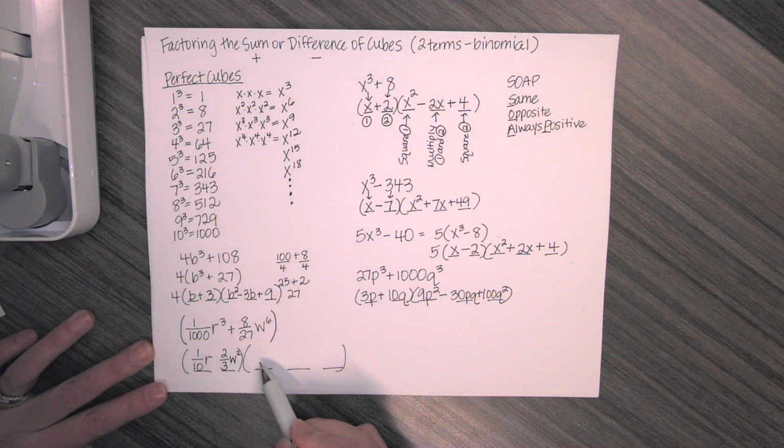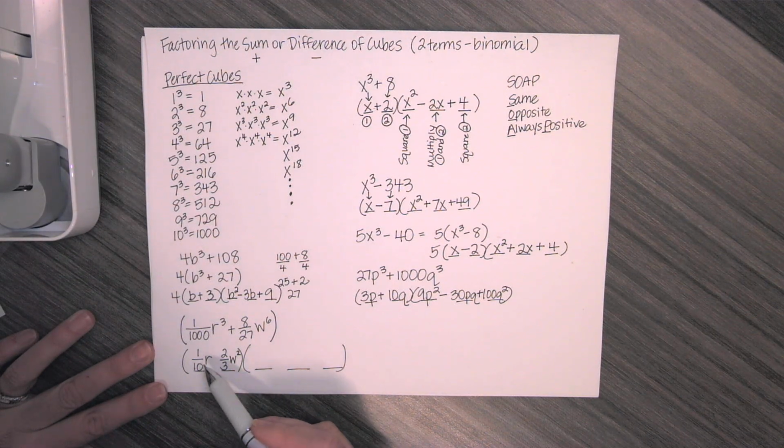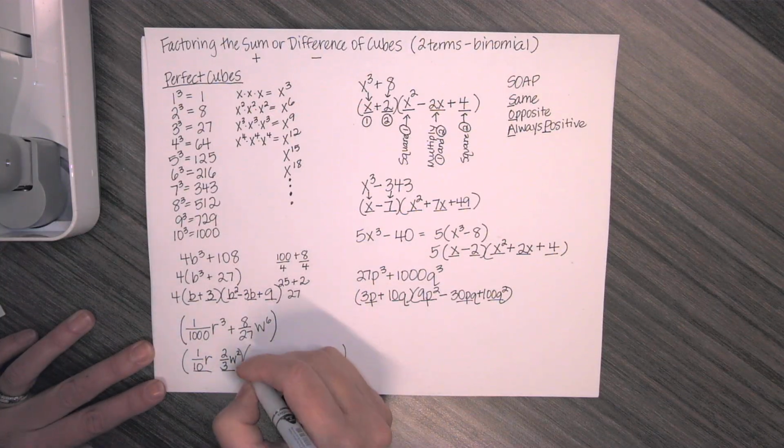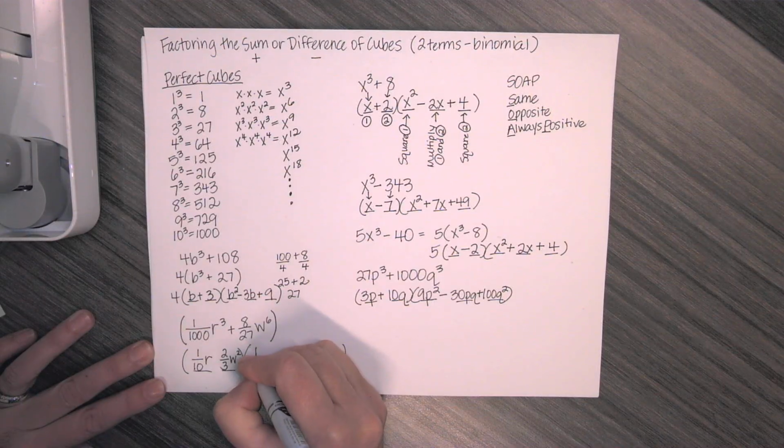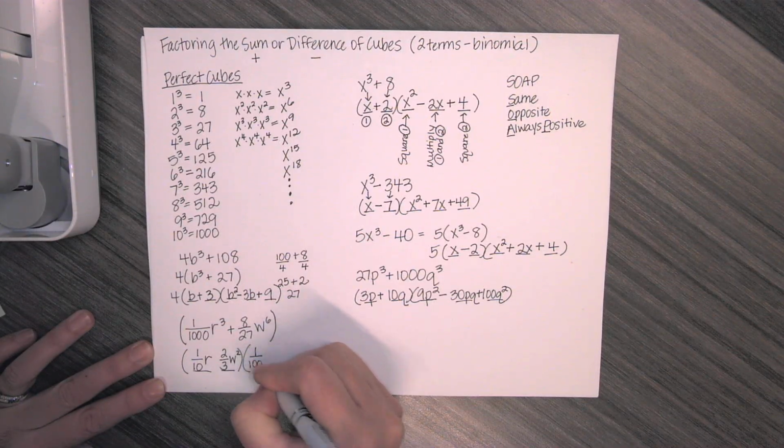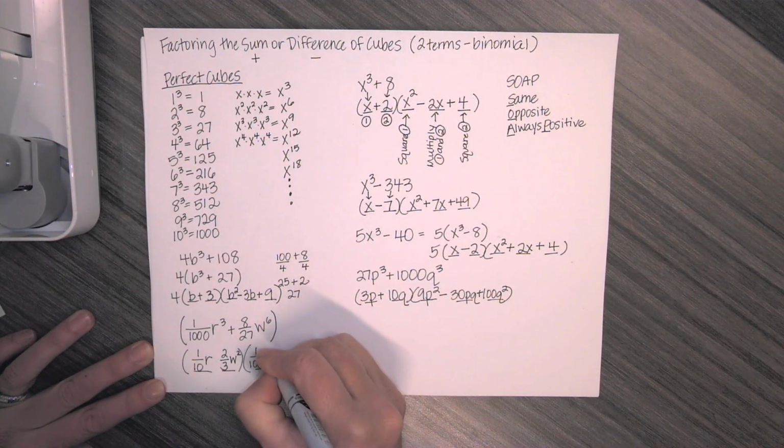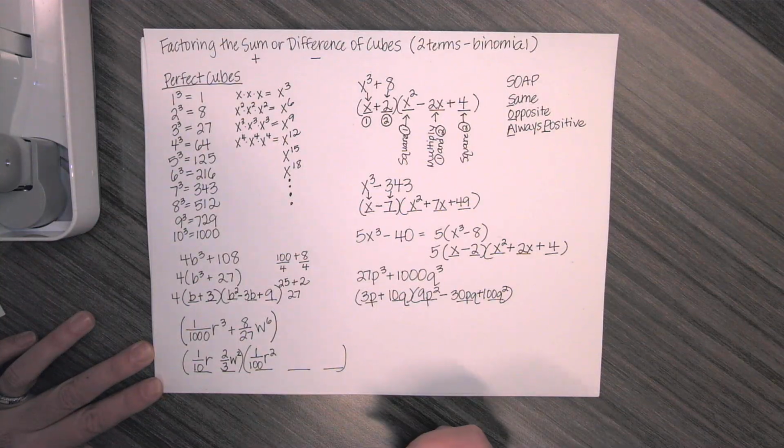All right, the first blank here we will get by squaring 1/10 r. So when we square a fraction, we just square the top and square the bottom, and we'll also have to square this variable. So 1 squared is 1, 10 squared is 100, and r squared is r squared. So we'll get 1/100th r squared.